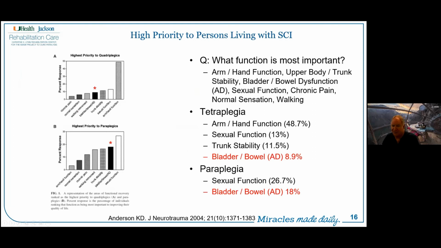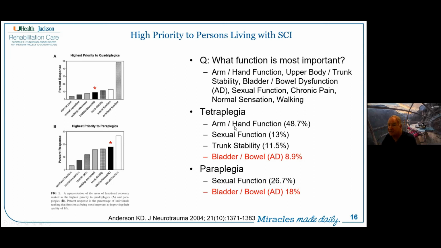Now, Kim Anderson, previously an investigator here at the Miami Project, currently at the Cleveland FES program, did a survey back in 2004 looking at what is the priority for persons living with spinal cord injury. And I bring this up because they asked, of all functions, what is the most important? They asked this of people with tetraplegia as well as paraplegia. Is it arm and hand function, upper body trunk stability, bladder and bowel dysfunction? Is it autonomic dysreflexia, sexual function, chronic pain, normal sensation, or walking? If we could fix one, what would be the most important thing or your highest priority?